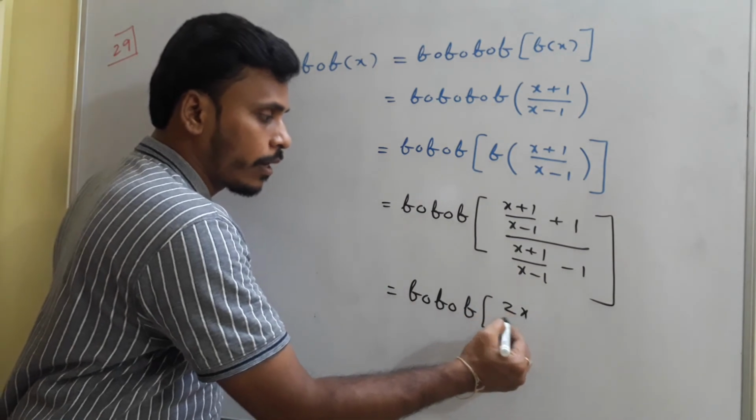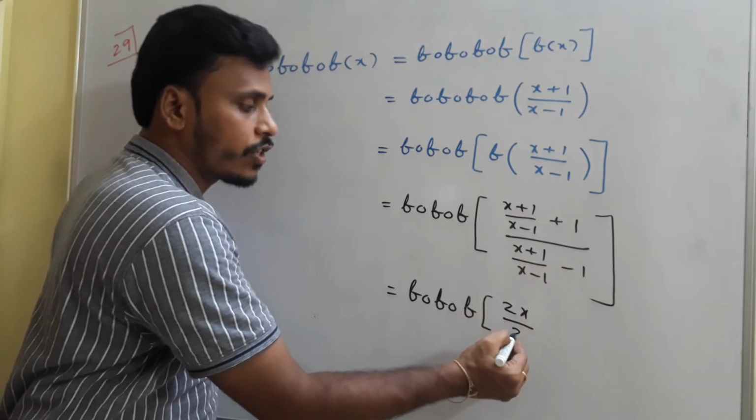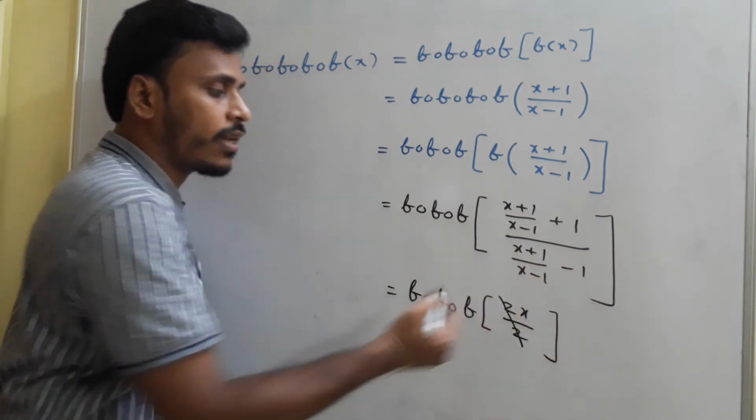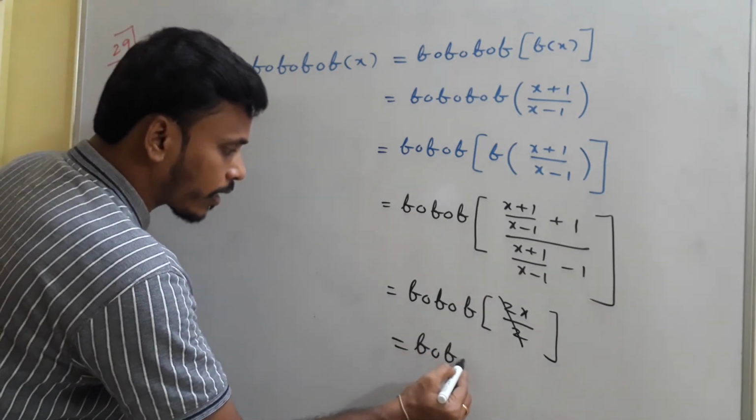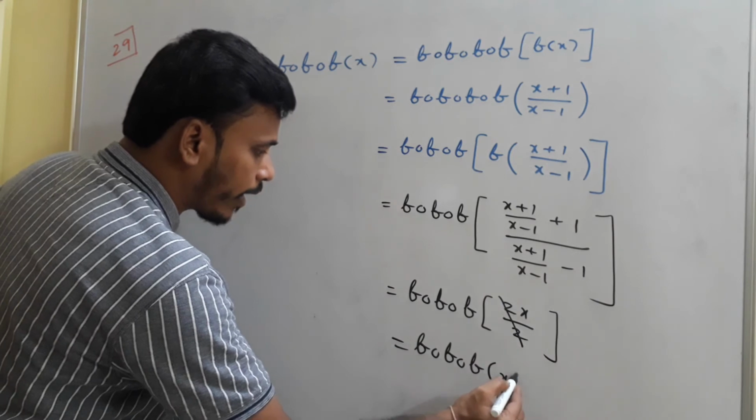So this is equal to f circle f of, see, x plus 1 and x minus 1. So that is 2x divided by x plus 1 minus x. This is 2. So 2 and 2 will get cancelled. Again you will get the same x. So this is equal to f circle f of x.